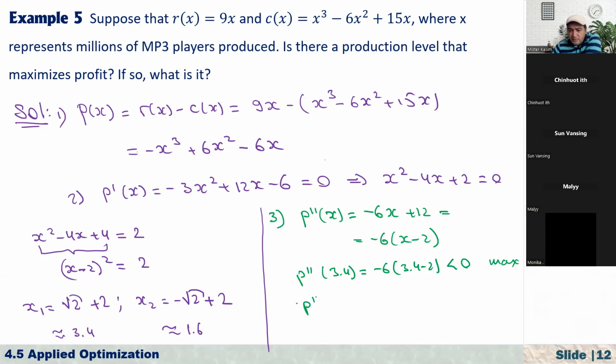And how about the second one? P double prime of 1.6 is equal to minus 6 times 1.6 minus 2. It is positive, right? So at this point we have minimum profit.